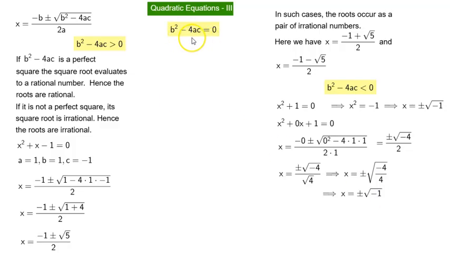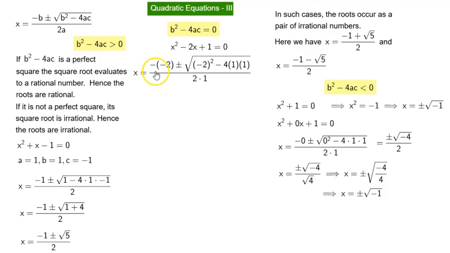Now let's take the third case. B square minus 4ac is equal to 0. Let's take another example. X square minus 2x plus 1 is equal to 0. Applying the quadratic formula, x equal to minus minus 2 plus or minus square root of minus 2 square minus 4 times 1, divided by 2 times 1. Simplifying, we get x equal to 2 plus or minus, this is 4, this is 4. So 4 minus 4 is 0.